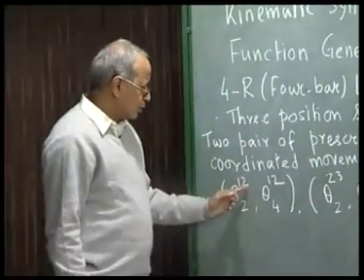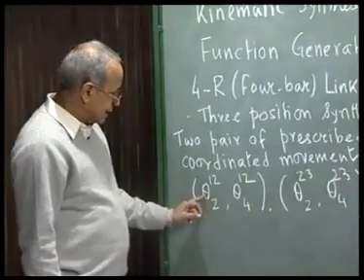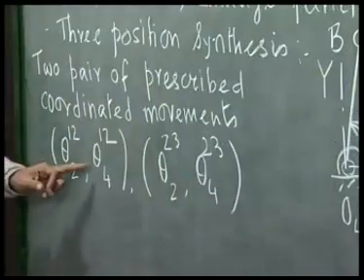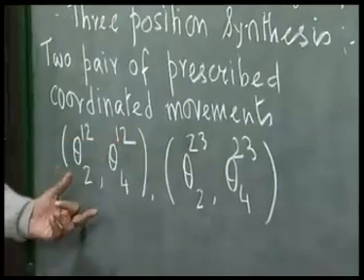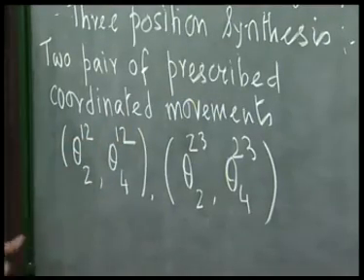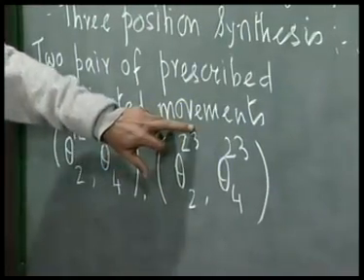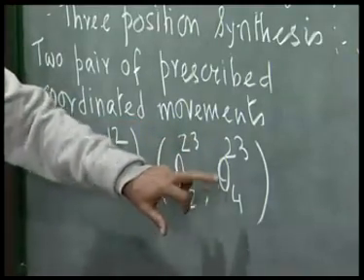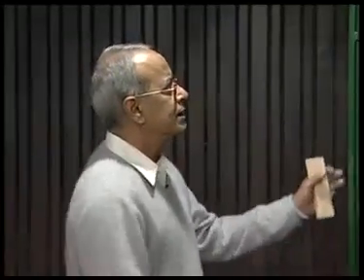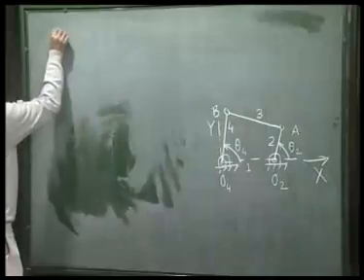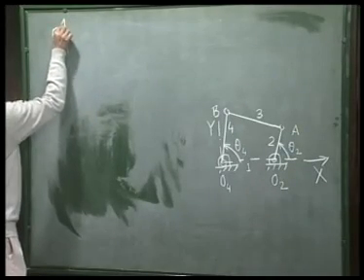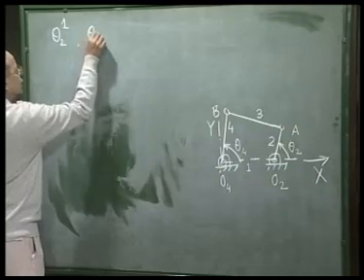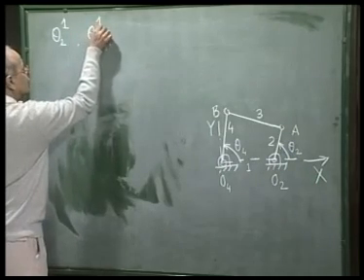So, from position 1 to 2, change in the angle theta 2 is given by theta 2 1 2, and the corresponding change in the angle theta 4 should be theta 4 1 2. This is a pair of prescribed movement, and this is another pair of prescribed movement, as theta 2 changes from second to third configuration by an amount theta 2 2 3. The corresponding change in theta 4 should be theta 4 2 3. In Freudenstein's method, for this 3 position synthesis, we assume the values of theta 2 corresponding to the first configuration and value of theta 4 corresponding to the first configuration.